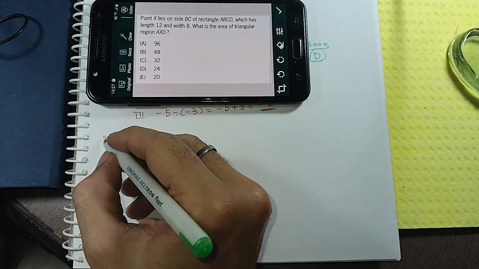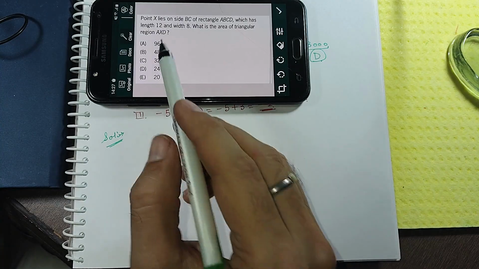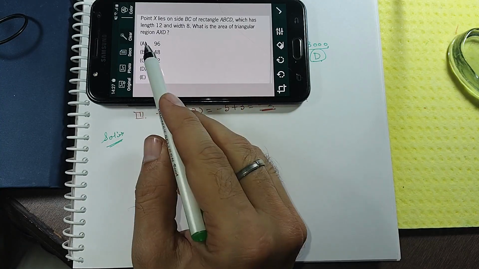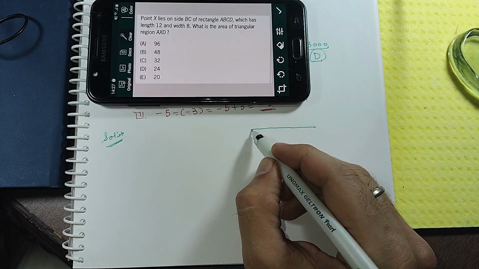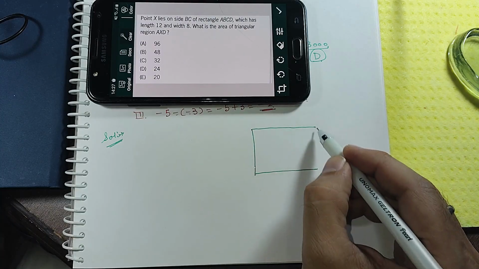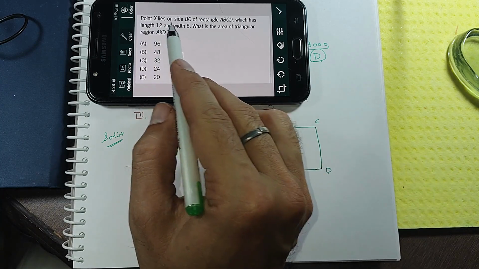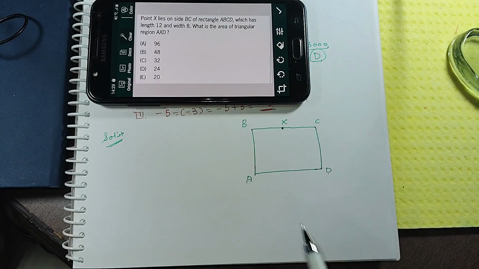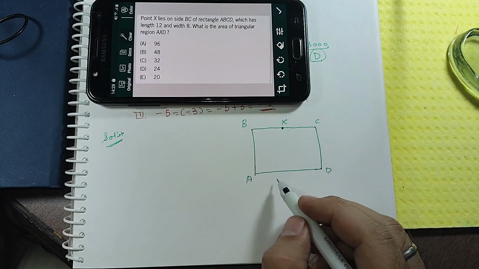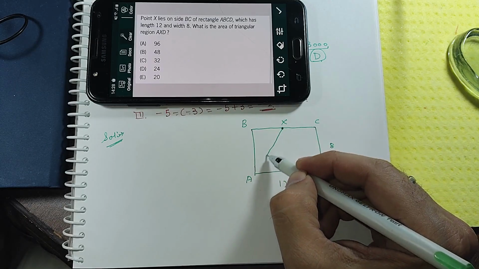Point X lies on side BC of a rectangle ABCD which has length 12 and width 8. What is the area of triangular region AXD? First we will draw a rectangle ABCD. Let us suppose this is a rectangle A, B, C and D. It says that point X lies on side BC, so let us suppose this is point X on side BC of the rectangle ABCD. It has length 12 and width 8. So what is the area of the triangular region AXD?